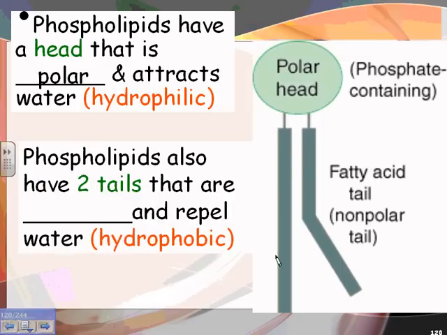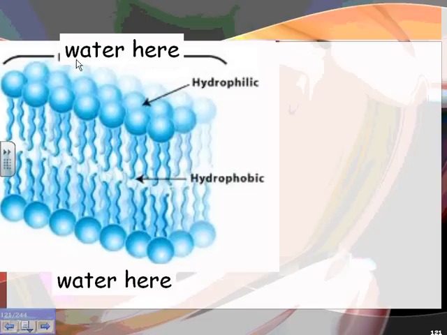And then the phospholipids also have these two tails that are nonpolar, and they repel water. They shun water, or actually water more likely shuns them. They're called hydrophobic, as in water fearing. So these are the parts that are the lipid part. So water's on the outside, water's on the inside, but water is not in the cell membrane itself.